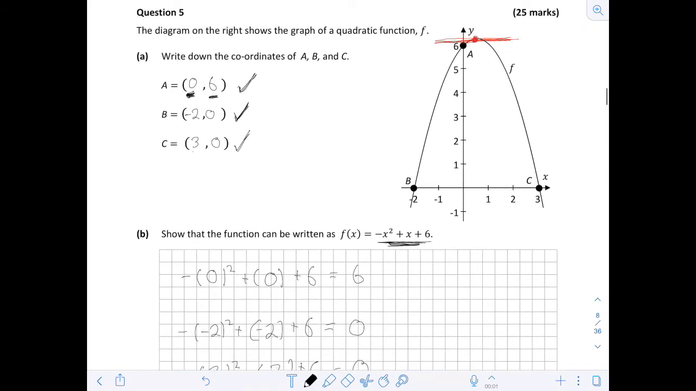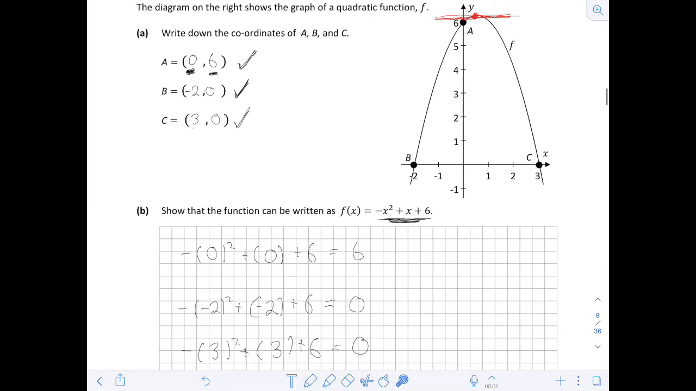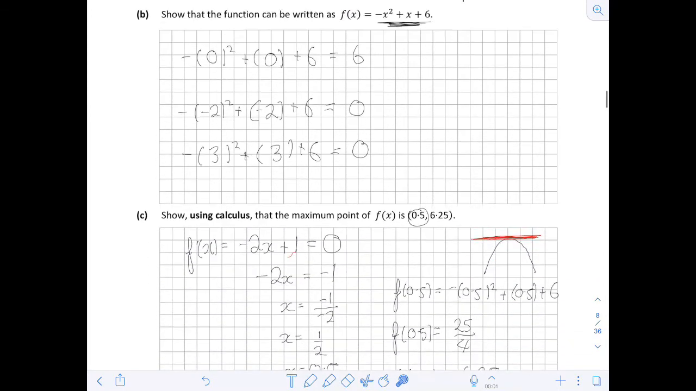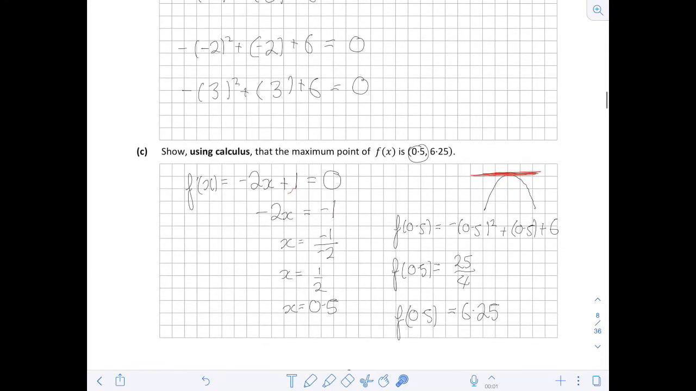Some really easy stuff up here. Find the coordinates of points. That should be full marks there. Show that the function, putting x values in to get corresponding y values. Do it for all three of these points up here. Again, lads, full marks for that. Using calculus here, you should be able to get down as far as here yourselves. So you're talking about getting the 0.5, and then from there you could nearly guess how to find the corresponding y value. So you should be doing really well in questions like that.